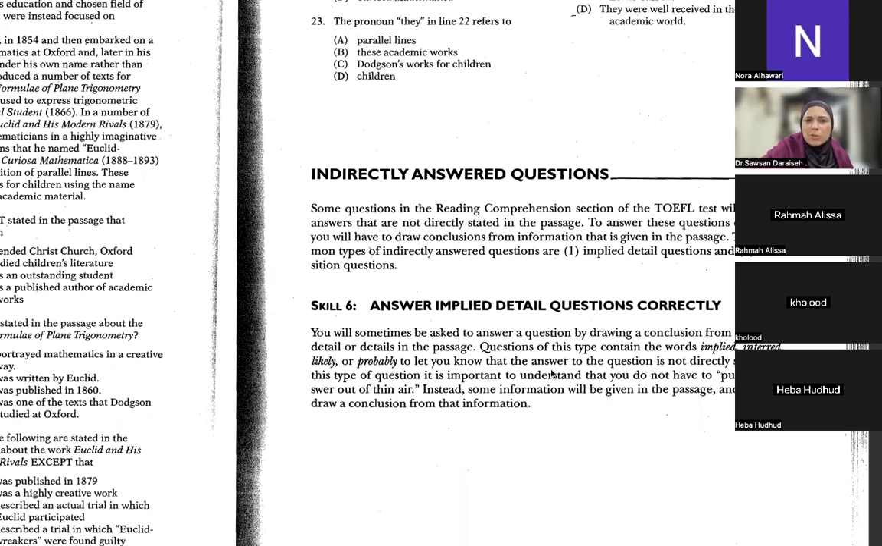You will sometimes be asked to answer a question by drawing a conclusion. You will be asked to answer a question, and you are the one who will decide and conclude from a specific detail or details in the passage, from some simple information or a bit more in the passage. Questions of this type contain the words implied, inferred, likely or probably.